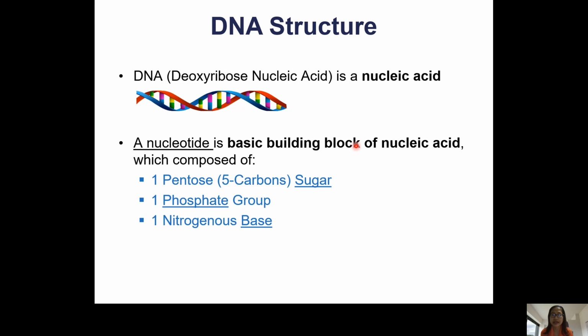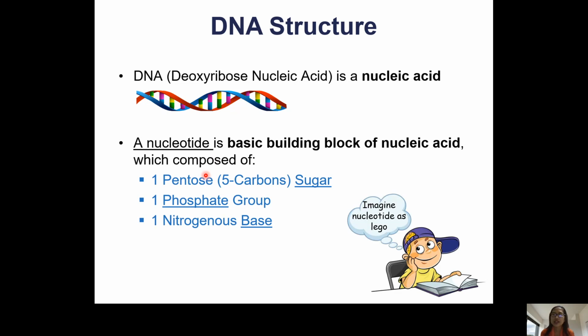Because now we talk about DNA, not other nucleic acids, because nucleic acids are not only DNA. And a nucleotide is composed of one pentose sugar. Pentose, don't forget, means 5 carbons, so the sugar has 5 carbons. A nucleotide is composed of one pentose sugar, one phosphate group, and one nitrogenous base. Remember that? A nitrogenous base. So these three structures compose a nucleotide.